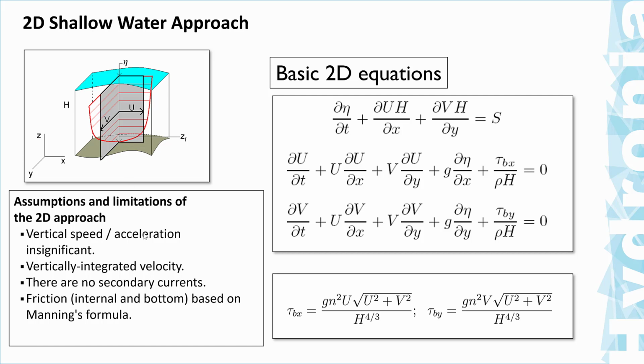This assumption leads to a limitation that there is no consideration for secondary currents, which may be an issue in sharp bends in rivers. If you have a bend in a river, normally secondary currents occur, and that may have an importance there, particularly for sediment transport processes. And also, the friction is based on Manning's formula.